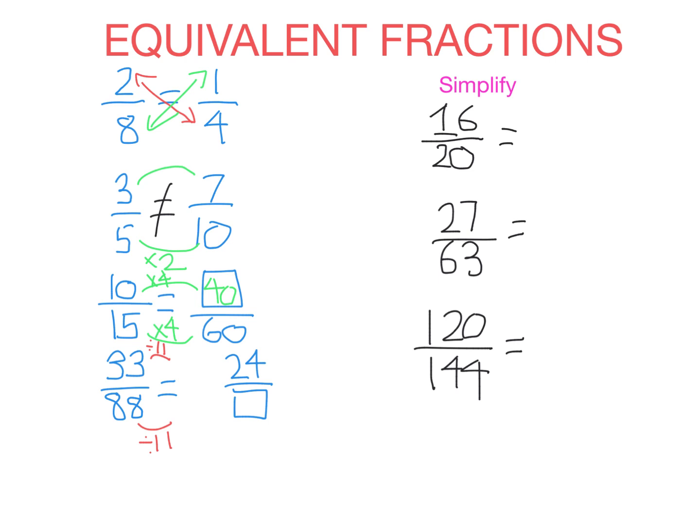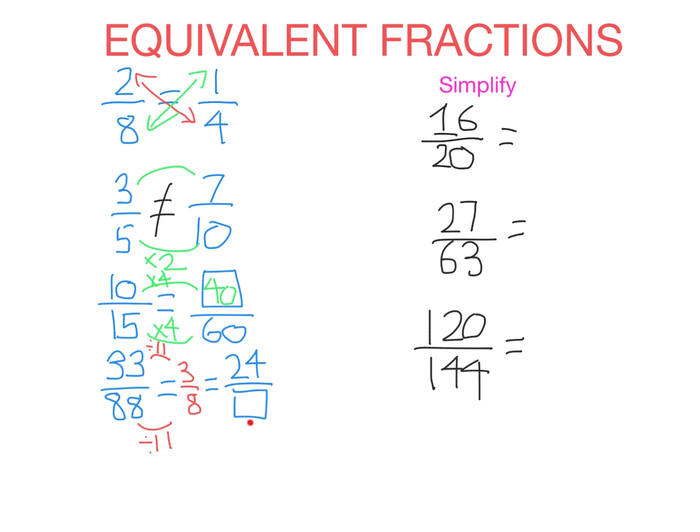So 33 over 88 is equivalent to 33 divided by 11 over 88 divided by 11. So 33 over 88 and 3/8 are the same number. They are both equal to 0.375.